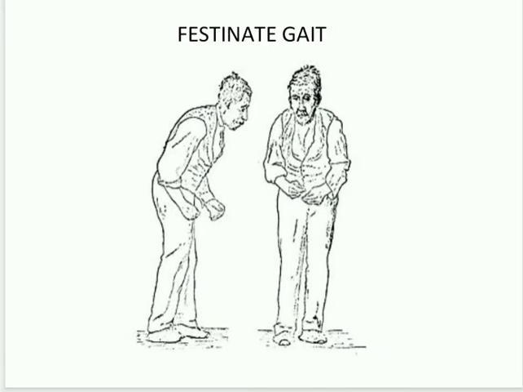Next, festinating gait, which is mainly seen in Parkinson's, also called Parkinson gait. What happens? The patient mainly adopts a flexed posture of the trunk. You can see in the picture, the patient is flexing the trunk. This is the main reason. Not only the trunk, he is also flexing the neck and some amount of hip. If we see laterally, you can see there is slight flexion of the hip too.